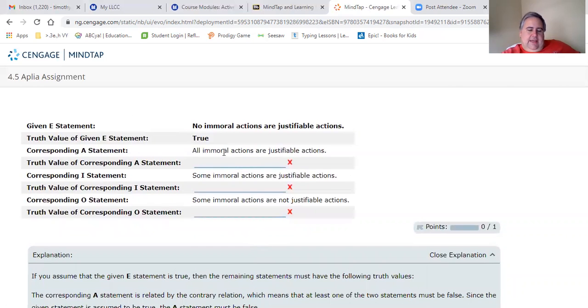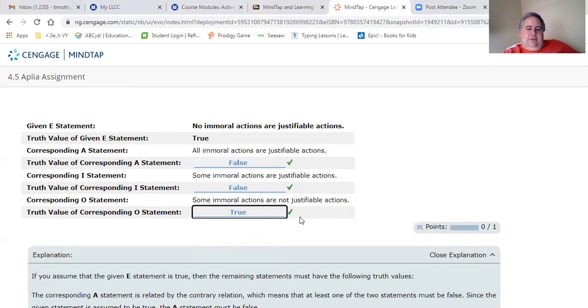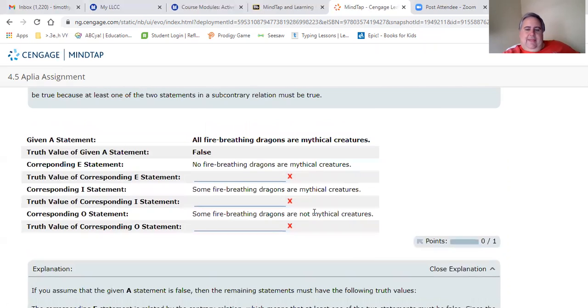So we can just go down and say, okay, that's the A statement. So we know that if that one's true, this one's false. Some are justifiable. We know that those are contradictory, so we know that one's false. And we know truth goes down in the subalteration, so that's true. And that's how you do all those, is you just kind of follow the thing.